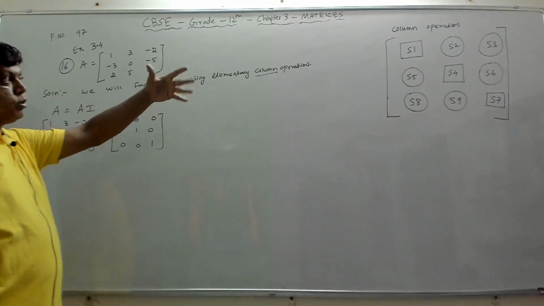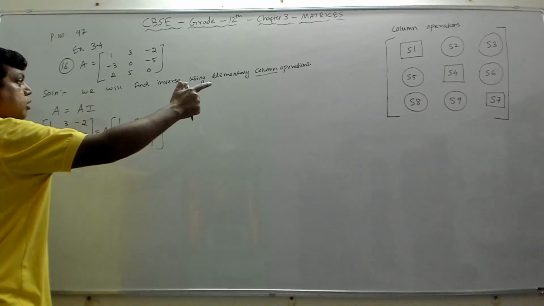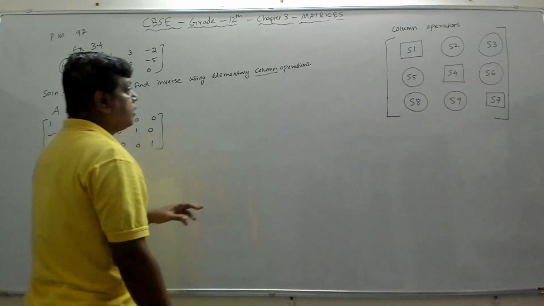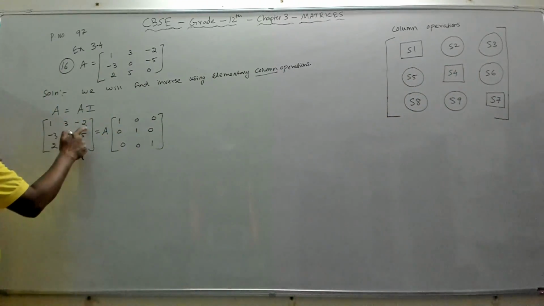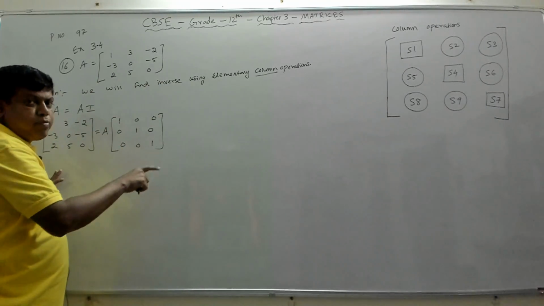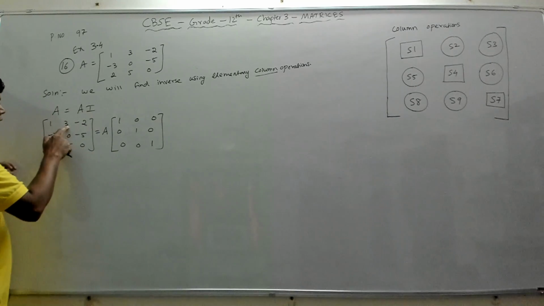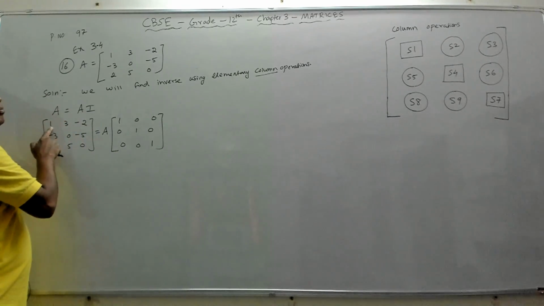So we don't have to do step 1 because it is already done in the question itself. Now step 2 and step 3 we have to do. I have to make these two elements 0 using this. See, step 2 and step 3 can be done in the same step. So I'm going to make this as 0 using this, and this as 0 using this.